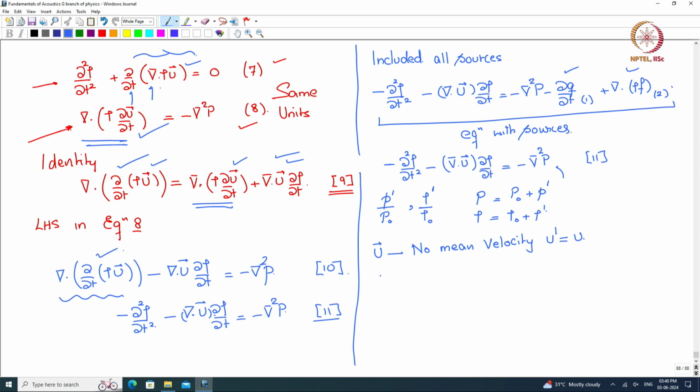Okay, so if we now substitute it back into 11, I get minus del 2, or I'll change the sign, all of them are negative, del 2 by del t square of rho 0 plus rho dash minus del dot u dash del by del t of rho 0 plus rho dash is equal to minus del square of p0 plus p dash, small p dash.